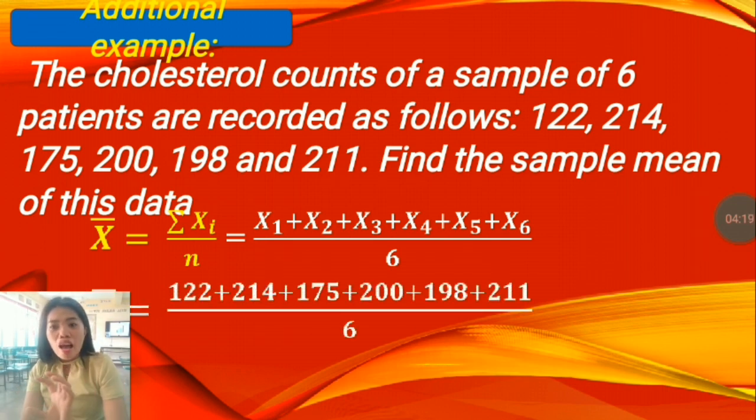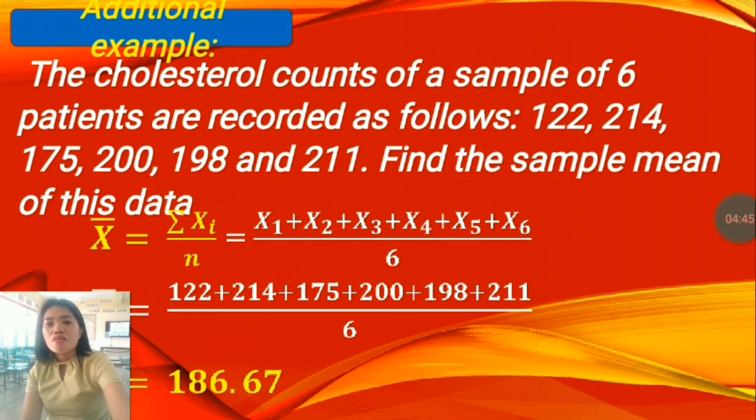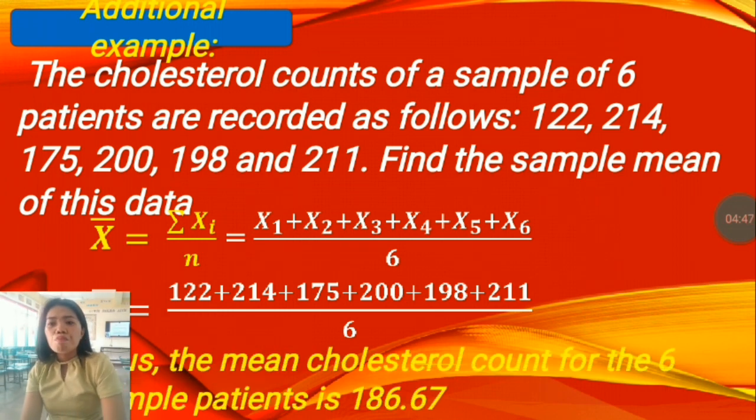All we are going to do is add and then divide by the number of observations. So you have 124 plus 214 plus 175 plus 200 plus 198 plus 211 divided by 6. That gives us 1120 divided by 6, which is equal to 186.67. So that would be our mean. Thus, the mean cholesterol count for the 6 sample patients is 186.67.